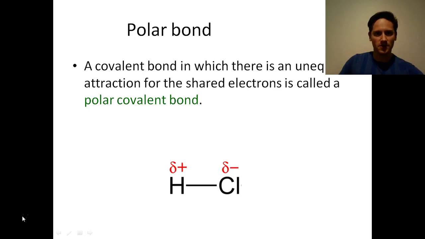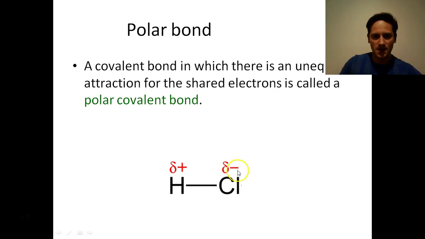A covalent bond in which there is an unequal attraction for the shared electrons is called a polar covalent bond. So the covalent bond that exists between hydrogen and chlorine is a polar bond. Now here the covalent bond is being represented by a line, so this is our valence structure. So the same thing as before with the electron dots, it's just a different way to represent it.